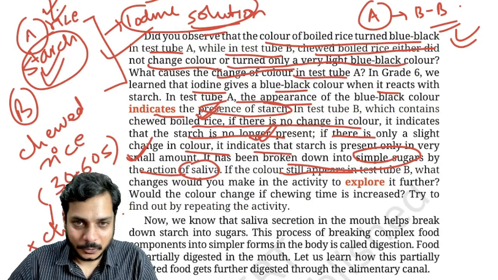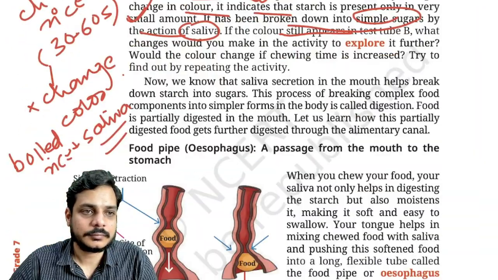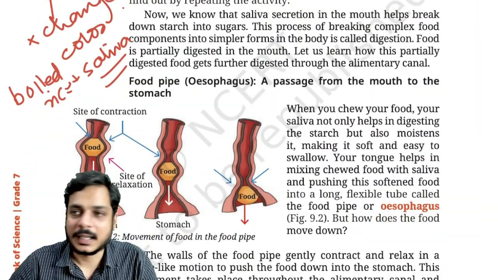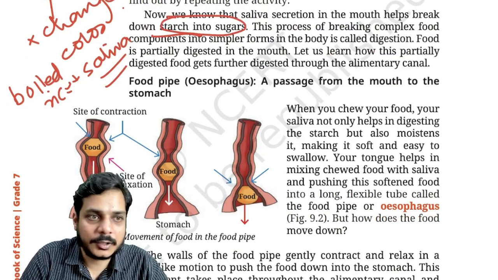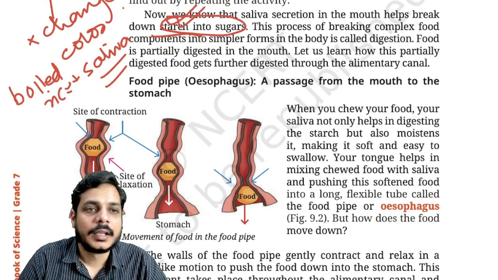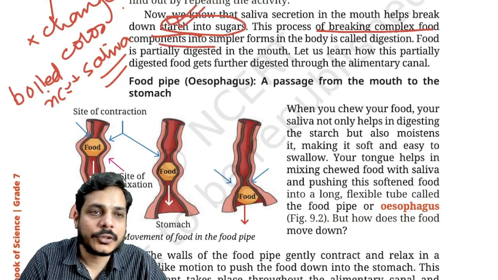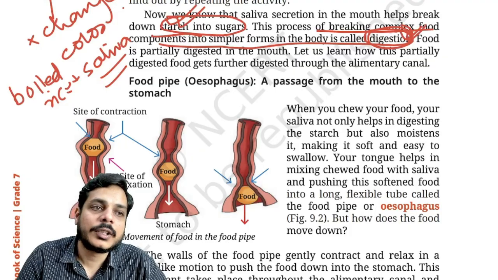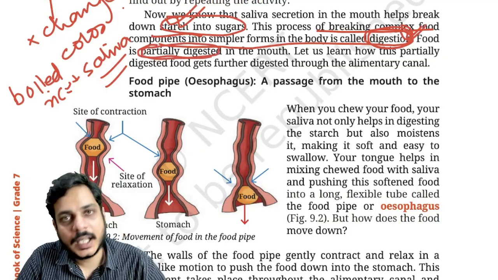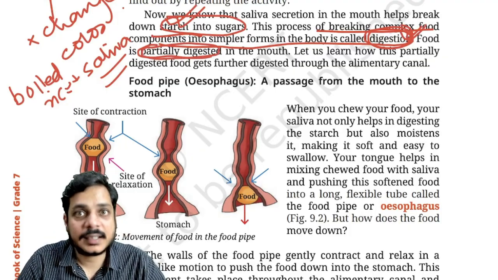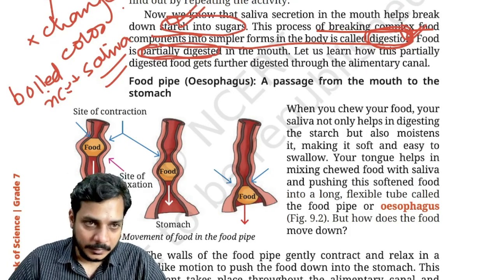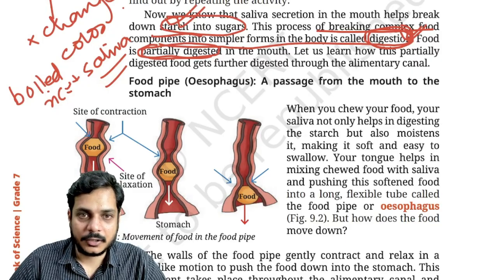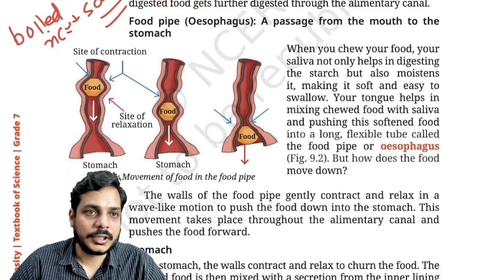Now coming to this portion. We know that saliva secretion in the mouth helps break down starch into sugars. This is the first process. The digestive juice here is saliva. The process of breaking complex food components into simpler forms is called digestion, and the food is partially digested. We are not saying that it is fully digested, but partial digestion starts in the mouth itself, and therefore you should properly chew it. Now, let us learn how it further gets digested.